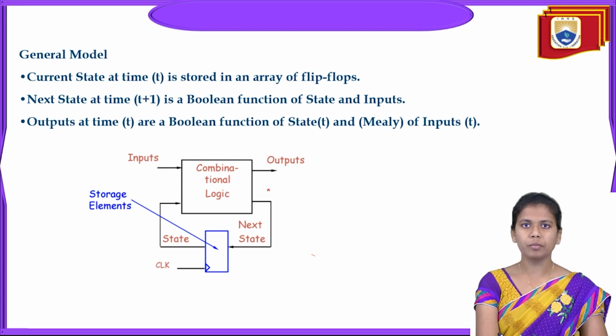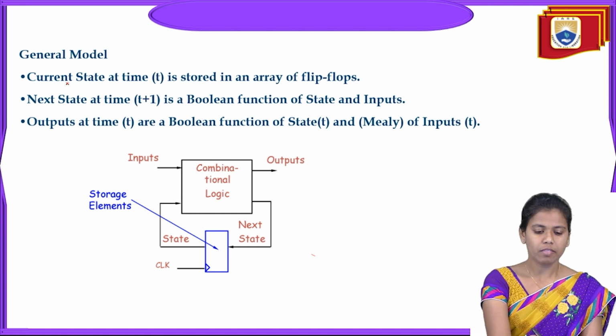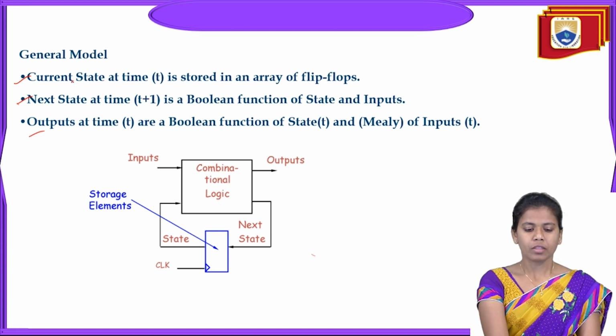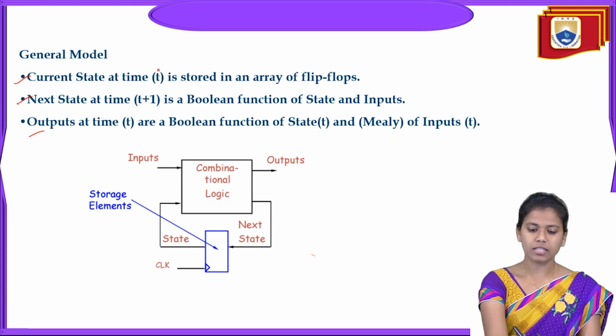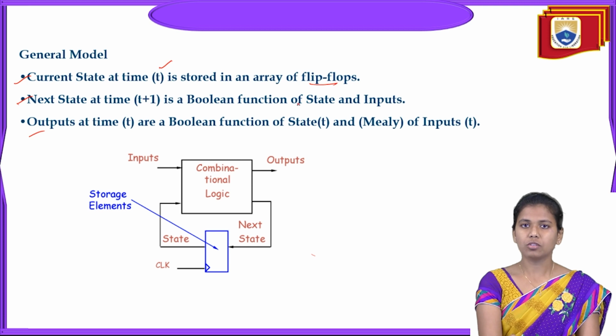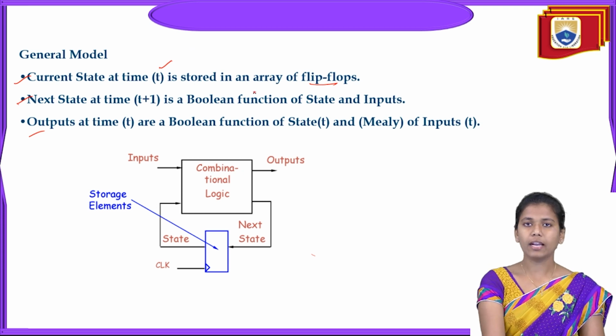So, coming to the general model. In the general model, every machine has the current state at time T, the next state, and the outputs at time T. In the general figure, the current state at time T is stored in an array of flip-flops. Flip-flops are nothing but storage elements. They store one bit of information, and the current state at time T is stored in the array of flip-flops.